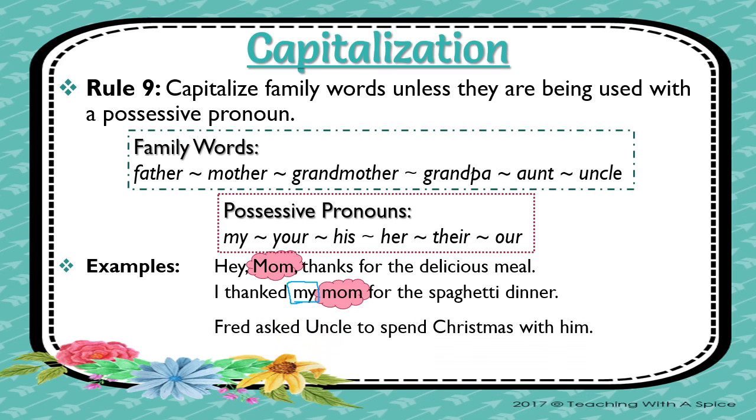Look at another example. Fred asked Uncle to spend Christmas with him. So here we have the word uncle. There's no possessive pronoun in front of it. I could change that to any other name. Fred asked Jimmy to spend Christmas with him, and it would work. But here, Fred asked his uncle to spend Christmas with him. I would not say Fred asked his Jimmy to spend Christmas with him.